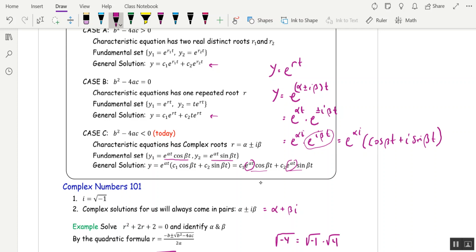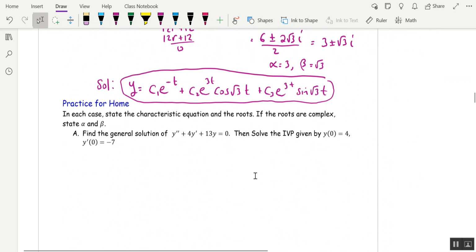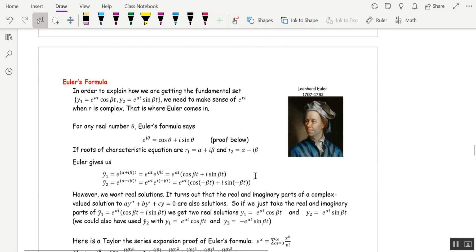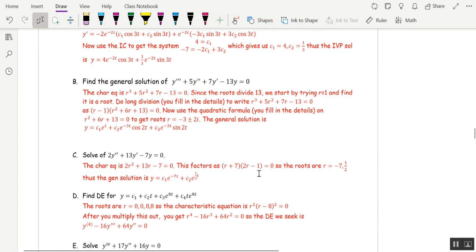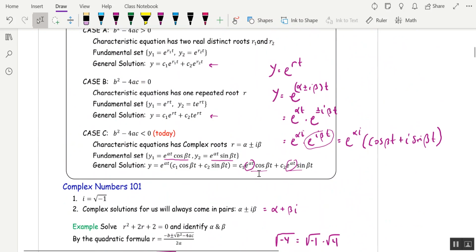All right, and so let me just jump to the very last page where I have Euler's formula stated and a proof of it too. You don't have to know that, but in case you're curious, e to the i theta is cos theta plus i sine theta. All right. So once we're there, let's go back. Once we're there, this is e to the alpha t.